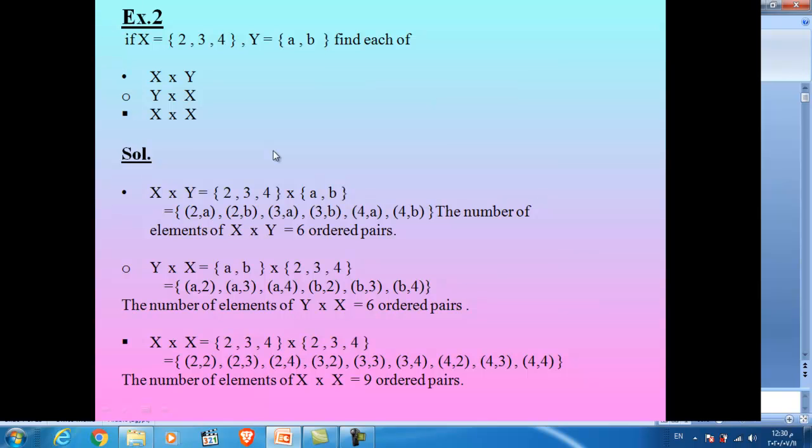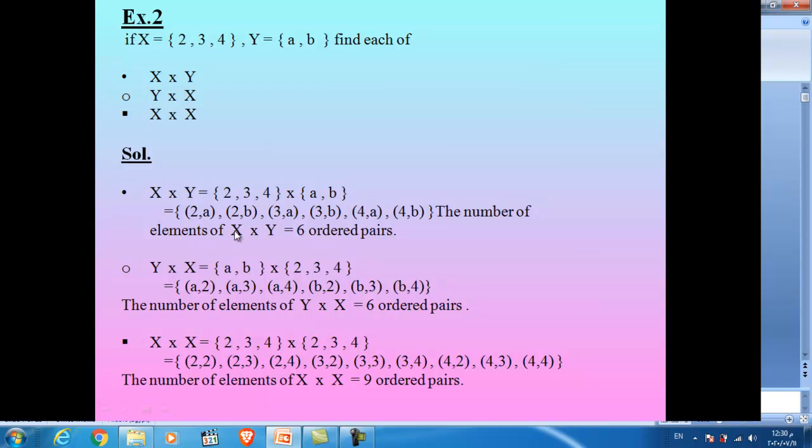If X equals {2, 3, 4} and Y equals {a, b}, solve that with me, please. We want to get X times Y. Excellent. So we will take each element of X with each element of Y as (2,a), (2,b), then (3,a), (3,b), then (4,a), (4,b).